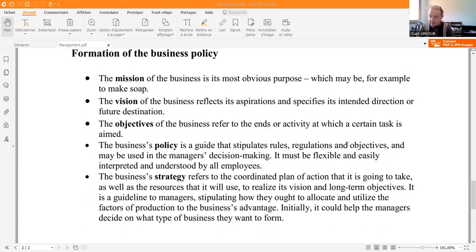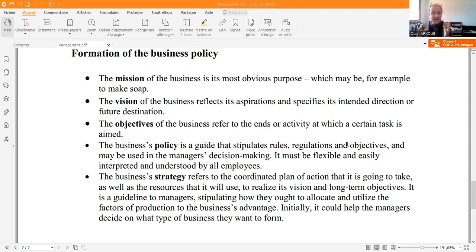It is a guideline to managers and top management, stipulating how to allocate and utilize the factors of production, meaning financial resources, human resources, natural resources, and technological resources, to the business advantage, to make a competitive advantage in business. This is one of the most important strategic objectives of an enterprise or organization. Initially, it could help managers decide what type of business they want to pursue, which are pertinent to the strategy or the objectives of the enterprise.